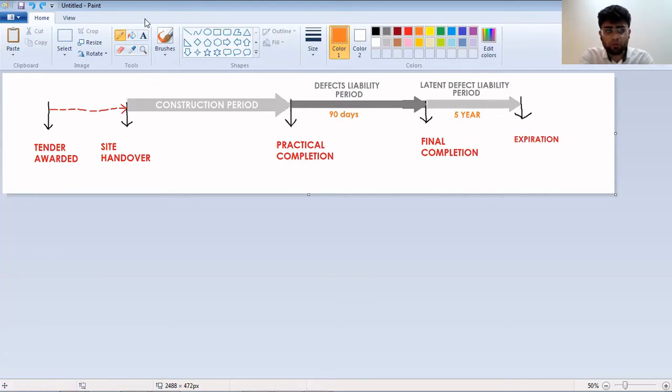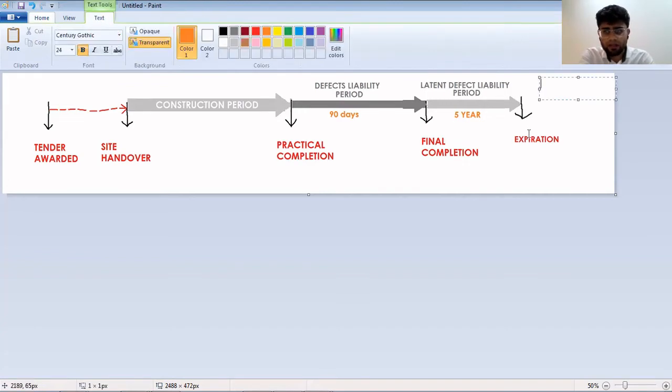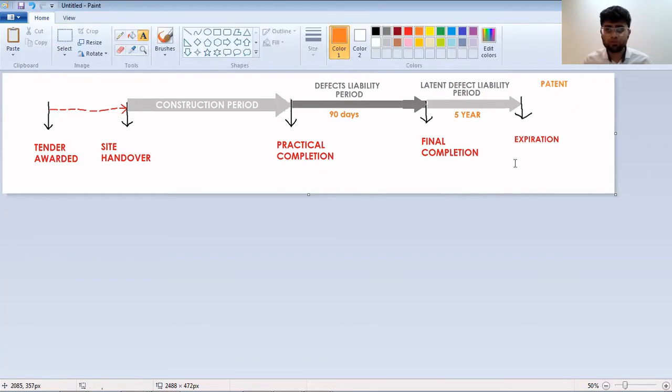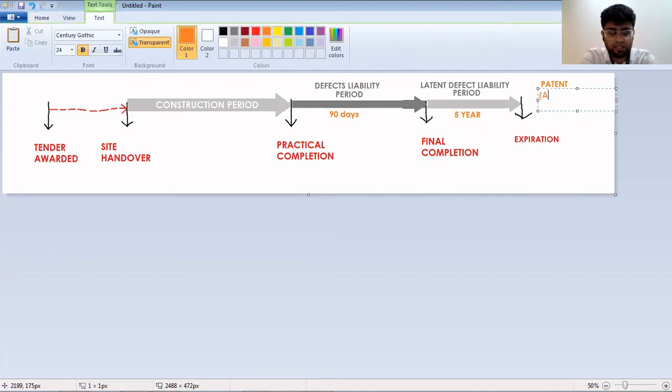But the opposite to that is the word patent. And so patent defects, I'll write it here. Patent defects are ones you can see. For me, perhaps the easiest way to remember the word patent is it looks like the word apparent. Apparent.